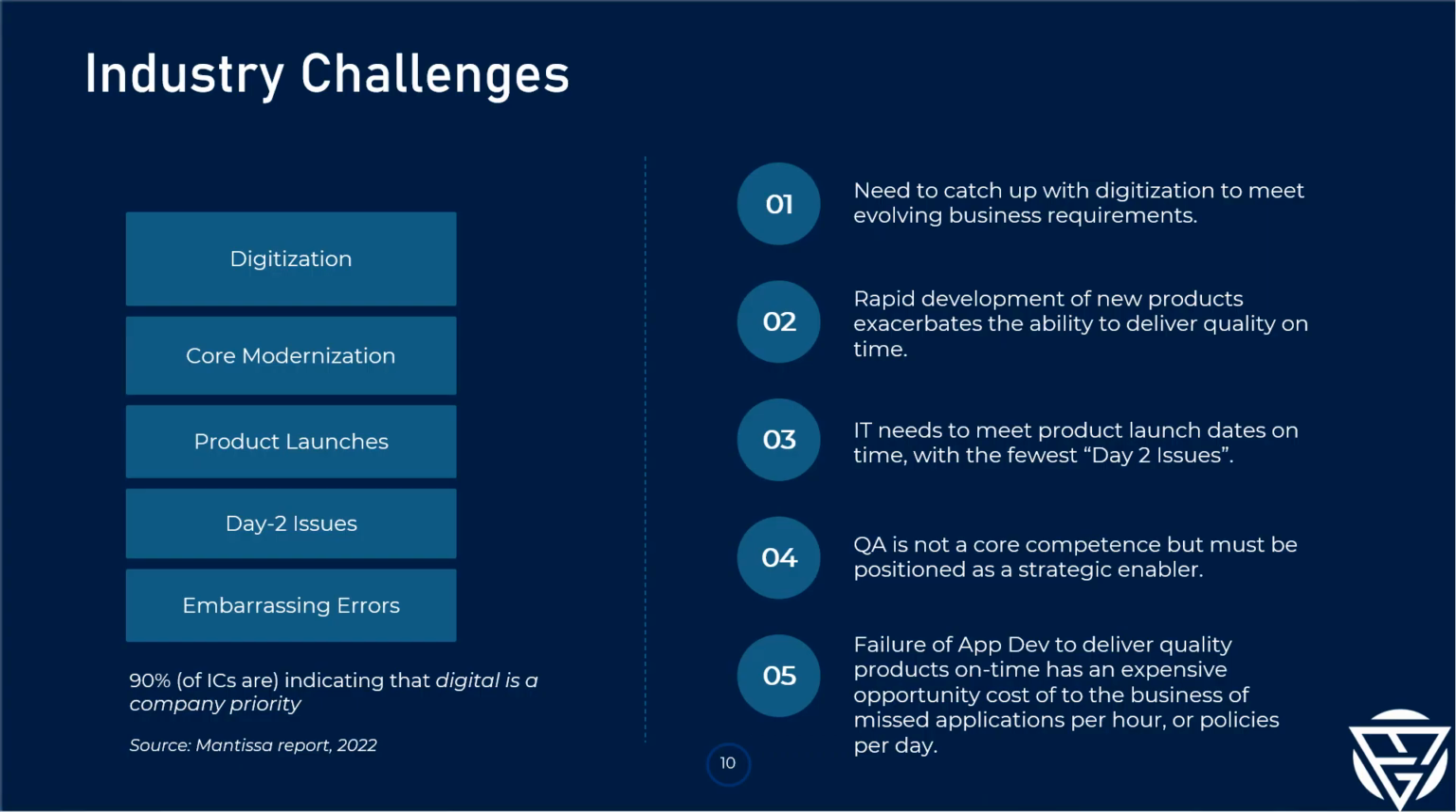So now let's talk about industry challenges. Digitization. The need to catch up with digitization meets evolving business requirements. Or modernization. Rapid development of new products exacerbates the ability to deliver quality on time. Product launches. IT needs to meet product launch dates on time, with fewest day two issues. Day two issues. QA is not a core competence, but must be positioned as a strategic enabler.